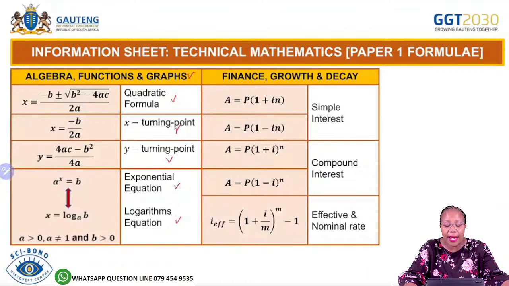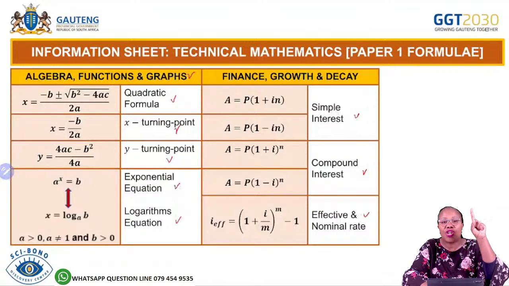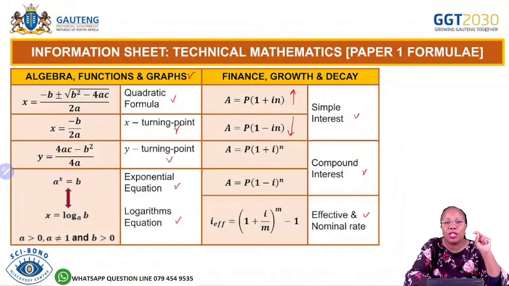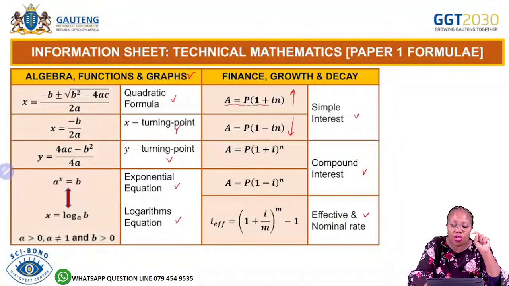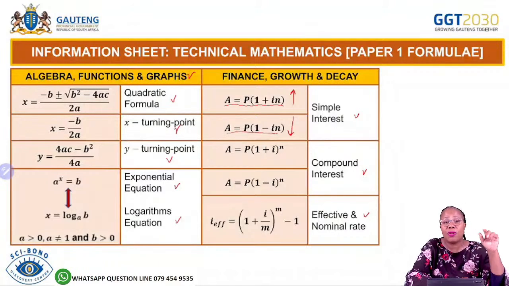Below the finance, we have 3 formulae: the simple interest one, the compound interest, and the effective and nominal rate. With simple interest, we have an appreciating one, where the value is going up on simple interest, or the one that is decaying, reduced with a minus formula there. But this one has a relationship with a linear function. As you can see, the equation is a linear one. Even if it is a decay one, it will be linear. Linear, straight line, remember, grade 12.